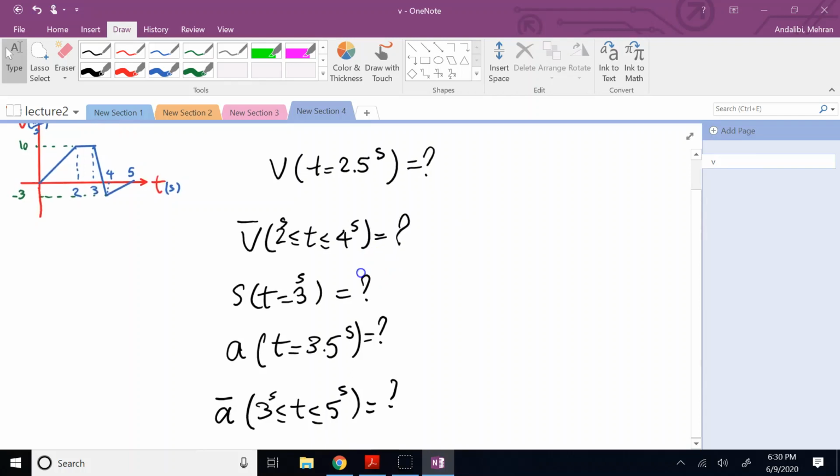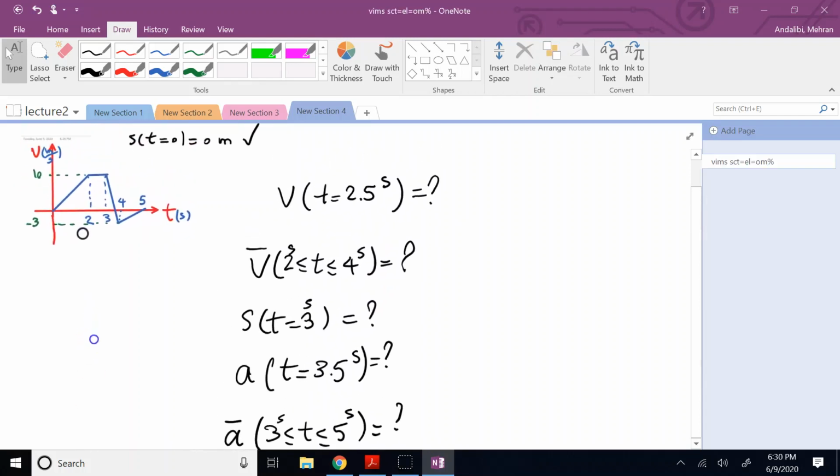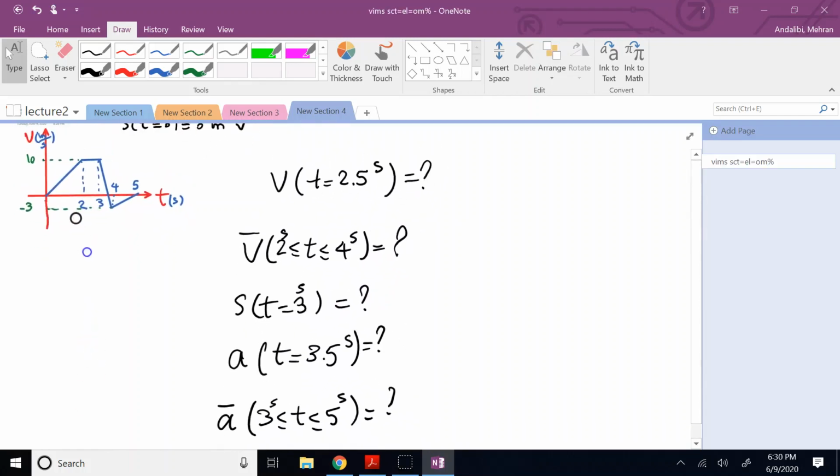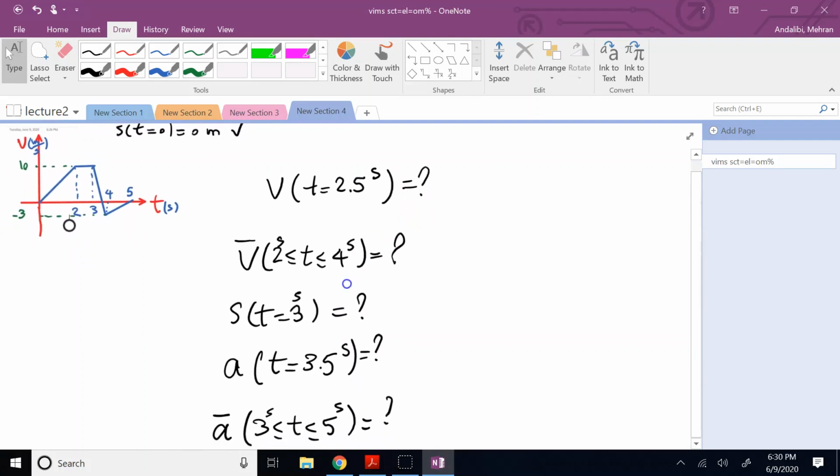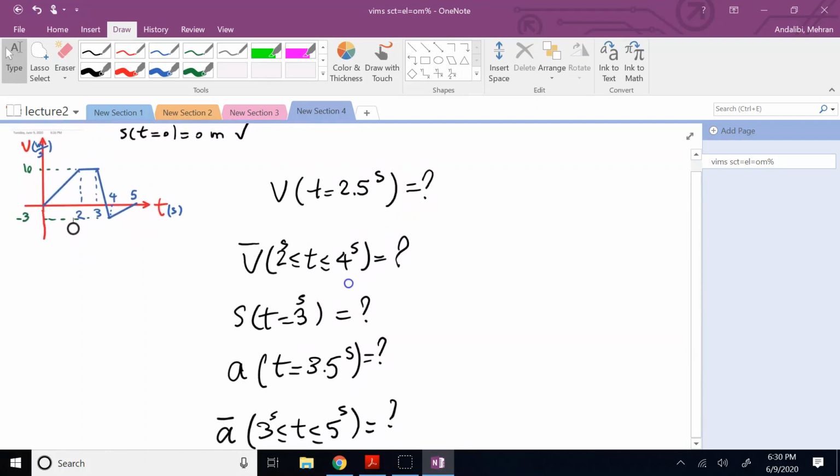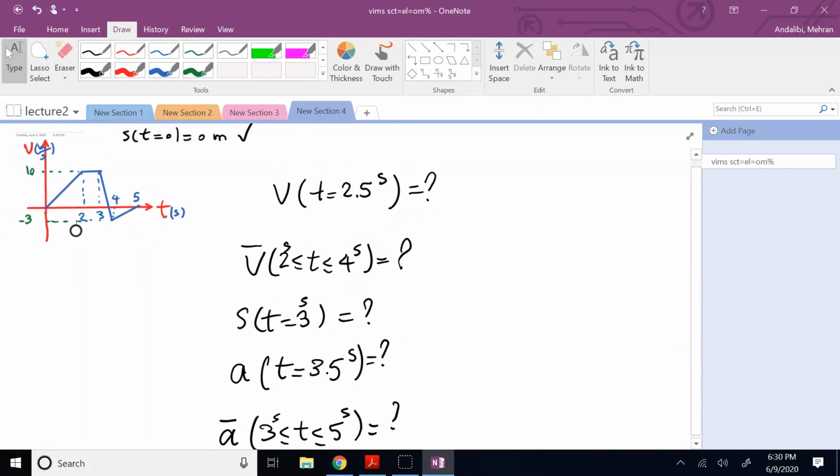Okay, so I have given you some initial piece of info, which is s at time 0, and then I'm asking for a ton of info from you. So how do we determine these? Well, since it's v versus t, if we want to determine velocity, instantaneous velocity at any point, I directly go read it off the chart.